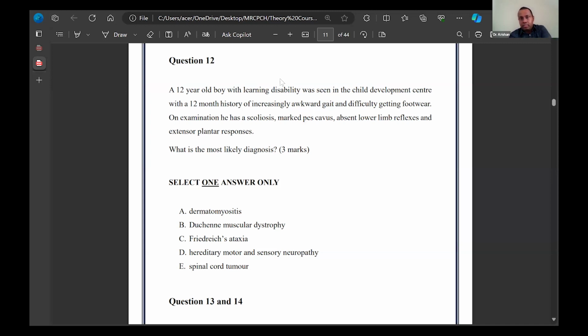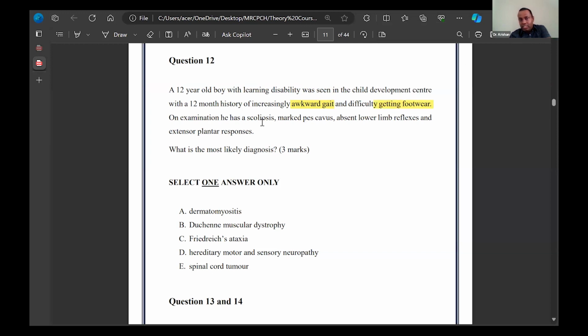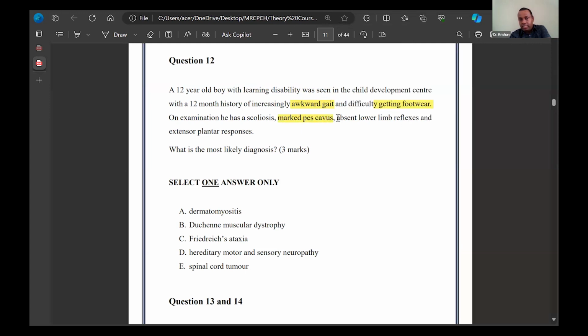So a 12-year-old coming with awkward gait, we would say ataxia, right? So there is a gait problem. Difficulty in getting footwear might say something about the foot. There may be some abnormalities in the foot, so we need to get that clue clearly. And scoliosis with pes cavus, so there is abnormality in the foot arches. And lower limb reflexes are absent with extensor plantar response.